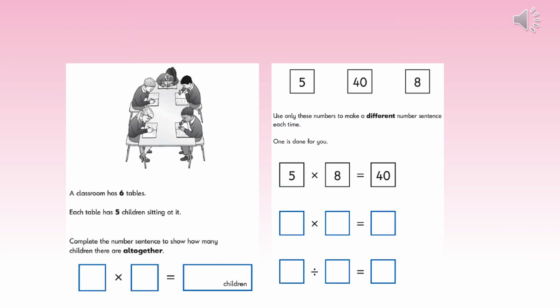So this is another example of a SATs question where we might have the children demonstrating their knowledge of arrays or their knowledge of skip counting. The classroom here has 6 tables. Each table has 5 children sitting at it. So the children have to first complete the number sentence. We would then encourage them to show their workings out. Some children might draw 6 tables with 5 crosses inside each table. Other children might do it as a natural array.